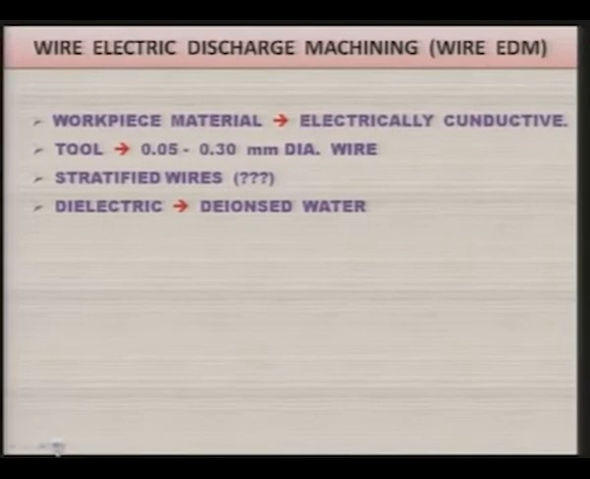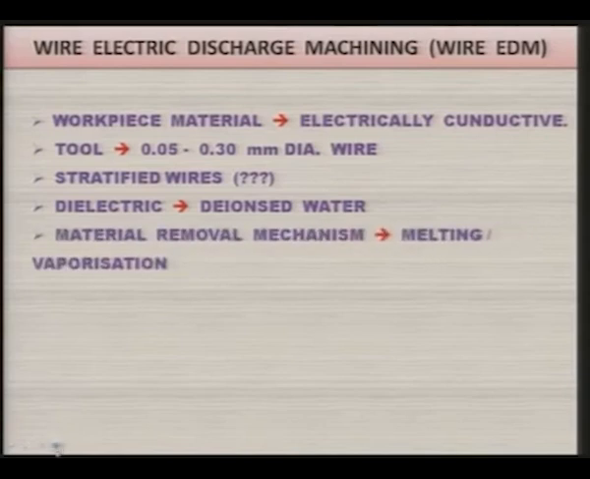Here in this case, the dielectric used is mostly deionized water, while in the EDM process it is kerosene, paraffin oil, or a dielectric developed by an individual manufacturer, whose composition is normally kept secret. But in wire EDM, invariably deionized water is used as the dielectric.